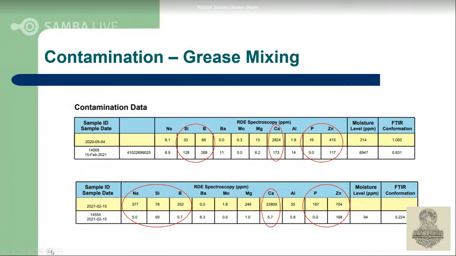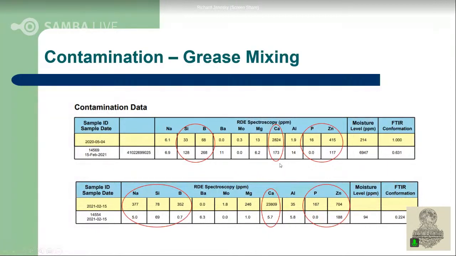On the next slide, we have some examples of actual grease mixing that happened with different customers. Here on the top one, we can see a change in our silicon and boron additive levels. There was an extreme drop in calcium. So we're using some kind of calcium sulfonate or calcium complex grease as our baseline, and it is now not there.